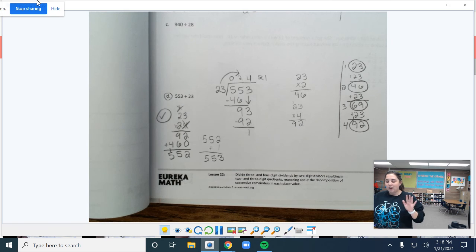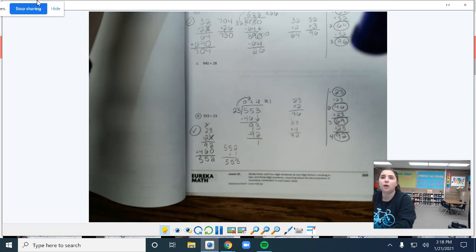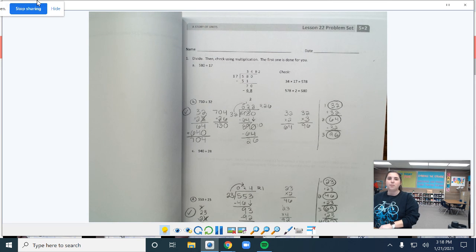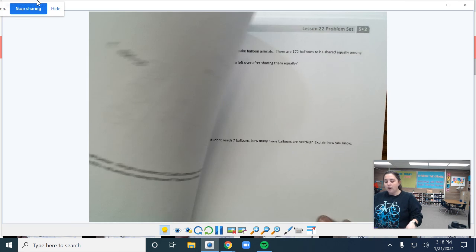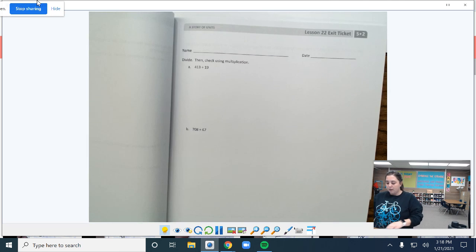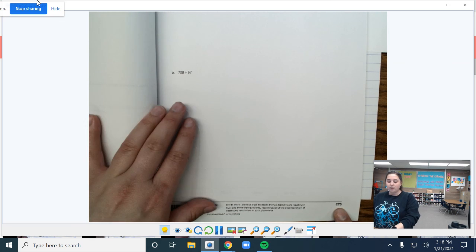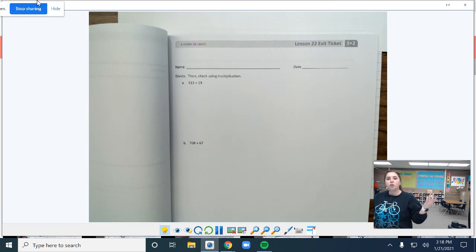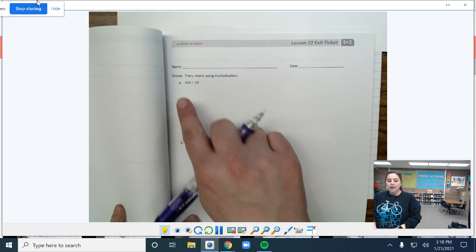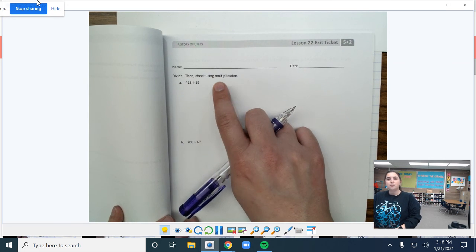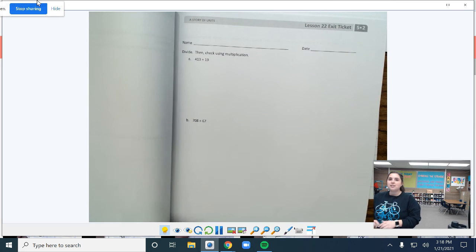All right. How did that practice go? If you need to, remember that they give you a whole problem set. You could always work through more problems if you need to. And you're checking your work, so you'll be able to tell if you got them right or wrong. So your exit ticket for today is on page 273. There are 2 problems. You're going to do that same thing. Divide and check your work using multiplication, especially on these exit tickets. All right, good job, everyone. Bye.